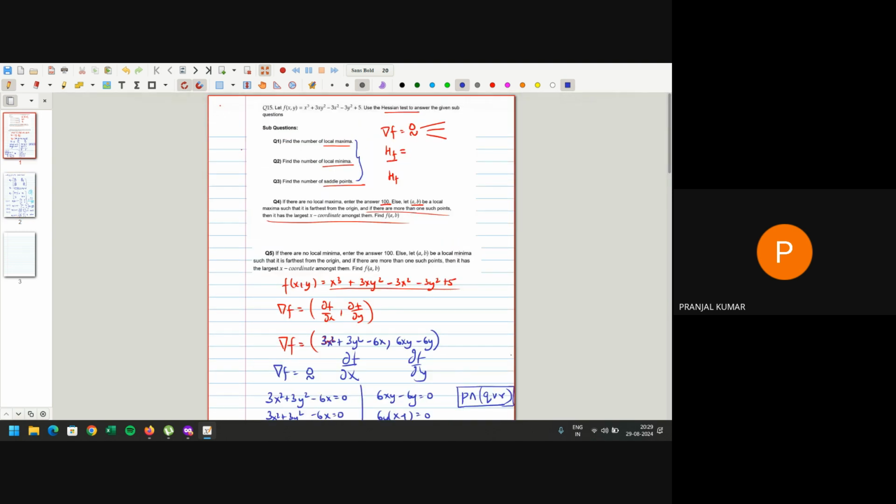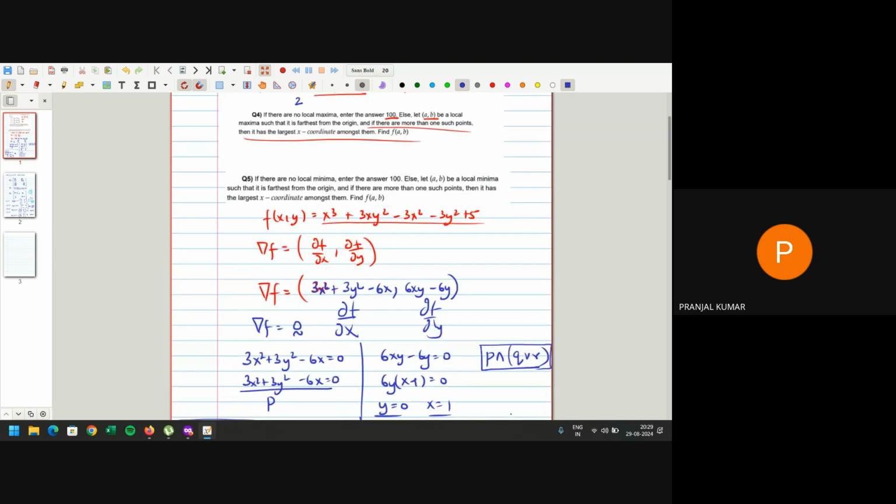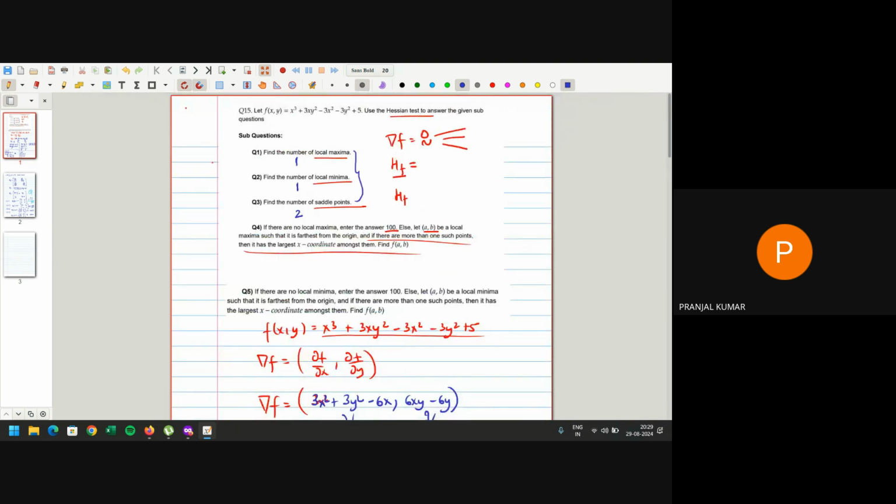So how many local maxima? One. How many local minima? One. How many saddle points? Two. Clear? Okay, now fourth question. If there are no local maxima, but you can see that there is a local maxima, so just jump onto this part. Let (a, b) be the local maxima that is farthest from the origin. If there are more than one such point, then it has the largest x coordinate amongst them.